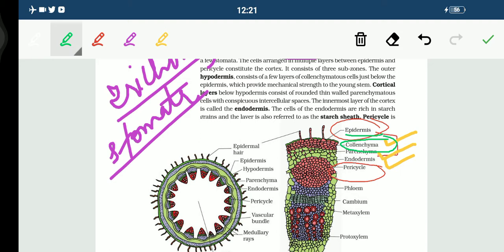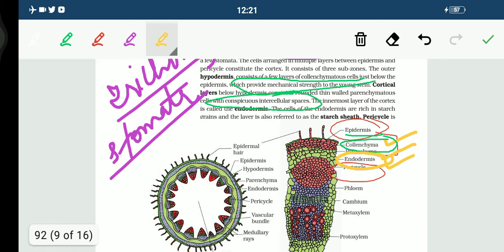And they basically provide mechanical strength to the young stem. This is very important. Now students, the cortical layer just below this hypodermis consists of rounded thin-walled parenchymatous cells with conspicuous intercellular spaces. So when it comes to parenchymatous cells, always remember that they have intercellular spaces, right? We all know this. And the innermost layer of the cortex is the endodermis. You all can see here, this is the endodermis.